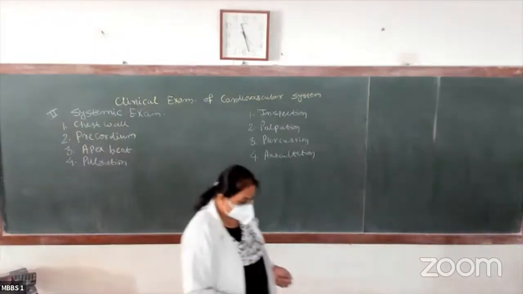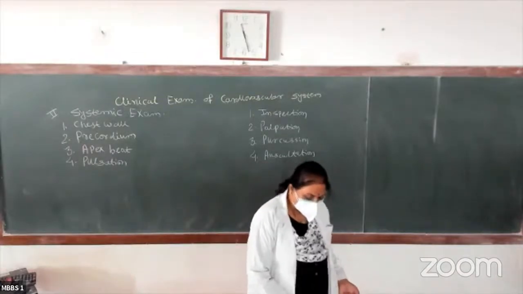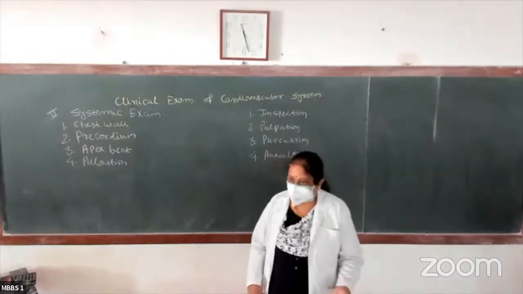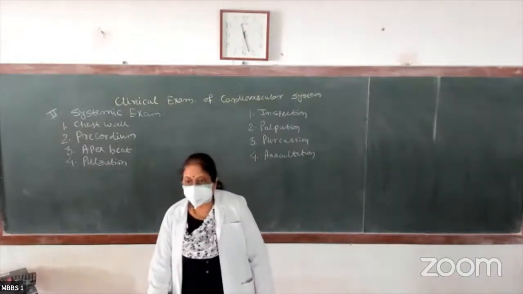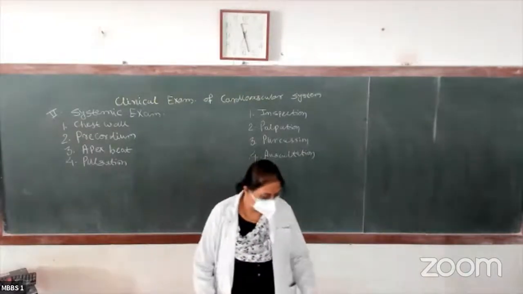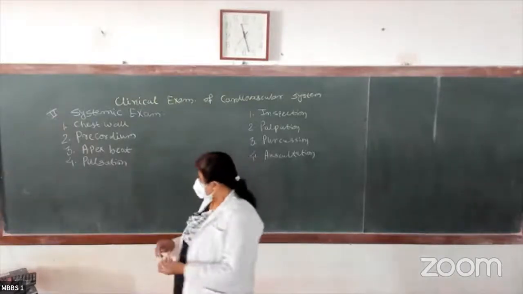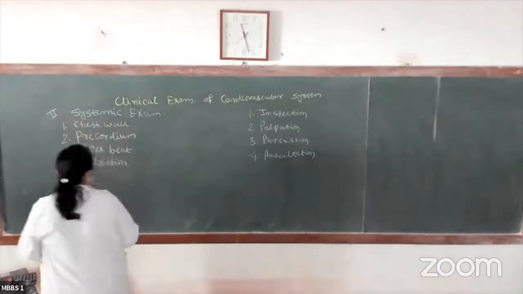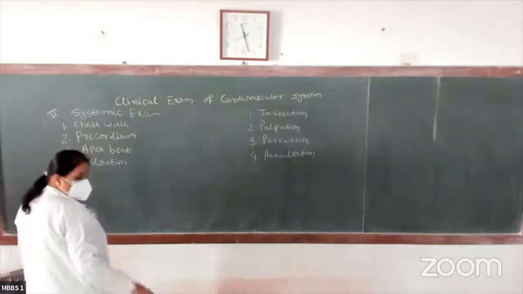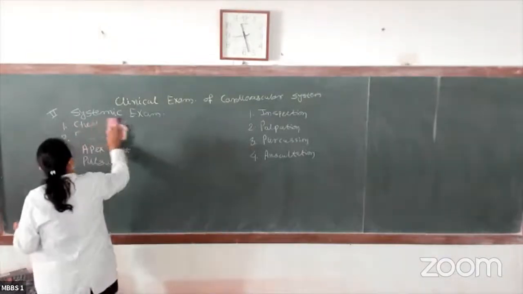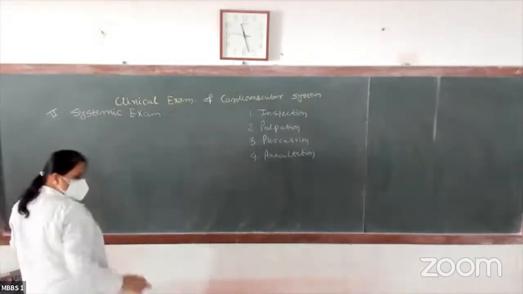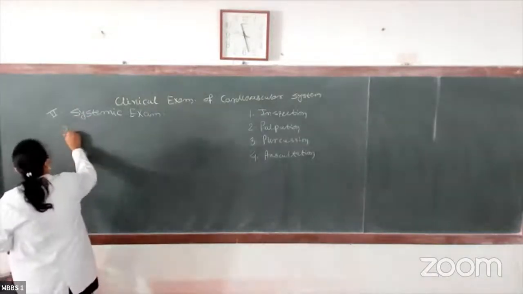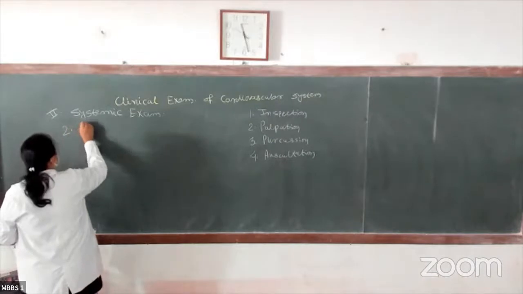Then the next point for inspection is the neck veins, whether distended or not distended, as observed in the general examination. Here we finish the inspection of the systemic examination. Then go for the palpation. In palpation, we have to confirm the findings which we observed in the inspection. So the second point is palpation.